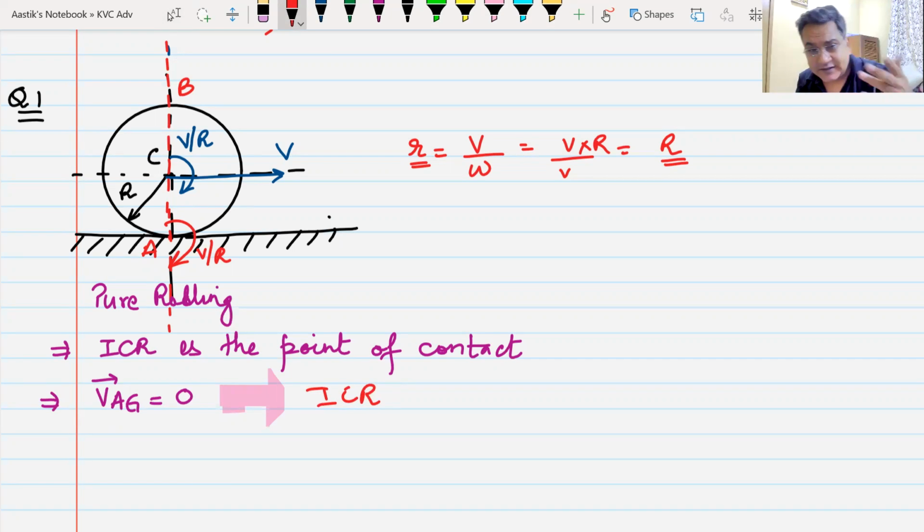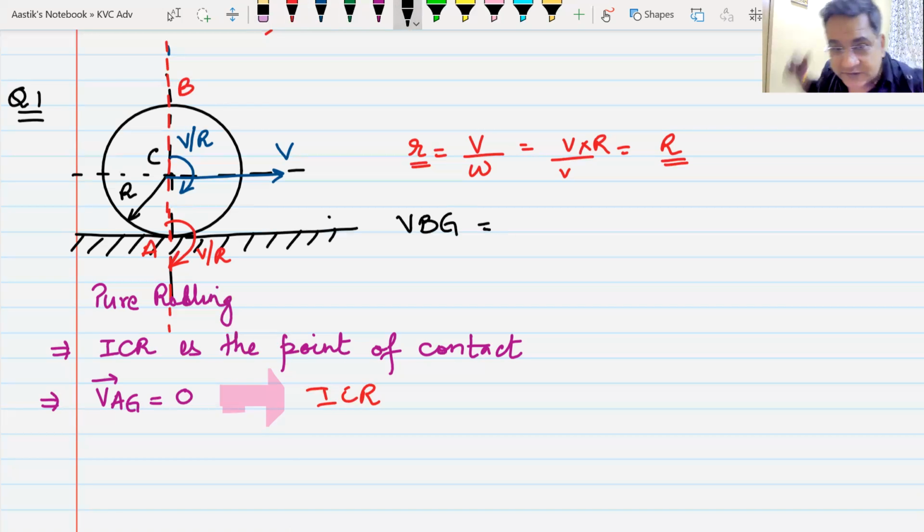Anyways, having said that, now we can find the velocity of any point once we understand that point A is the instantaneous center of rotation. Now, can you tell me what will be the velocity of point B? I can find the velocity of point B with respect to ground in two ways.